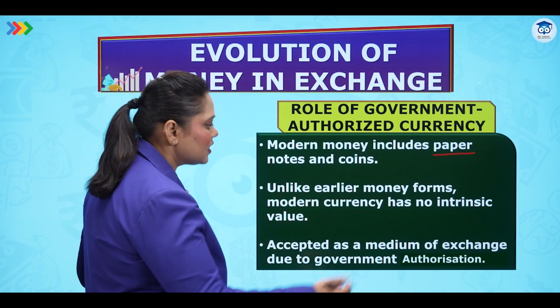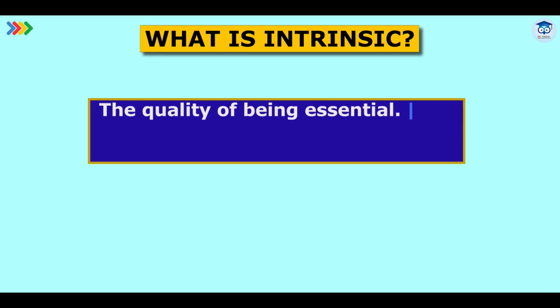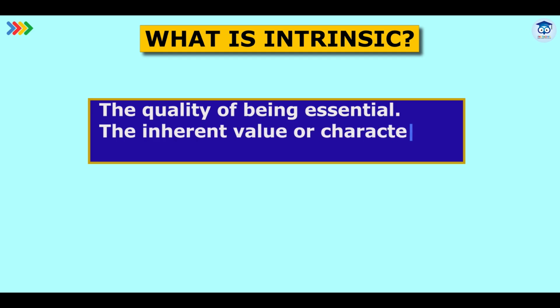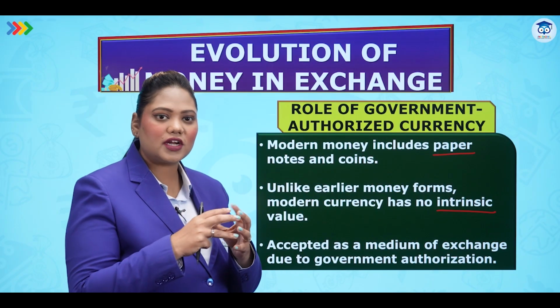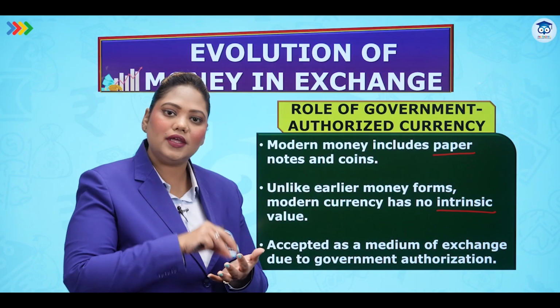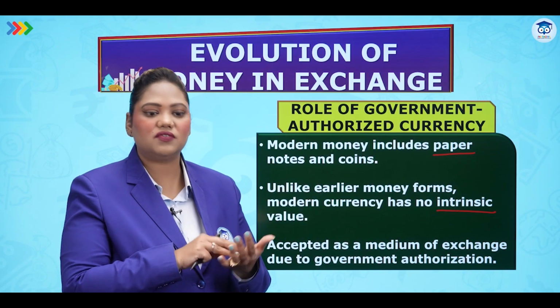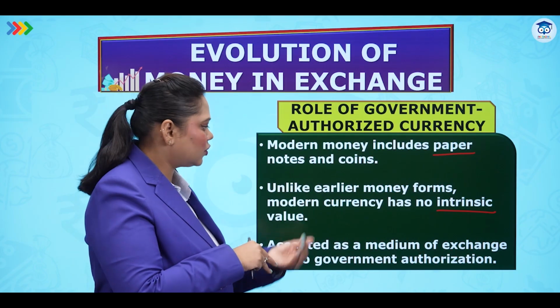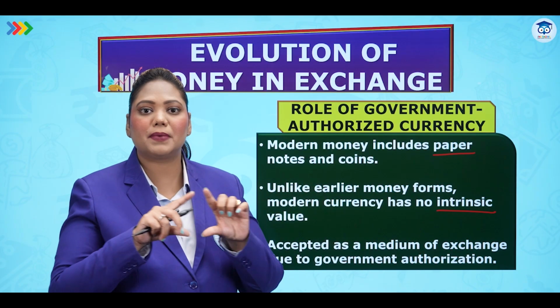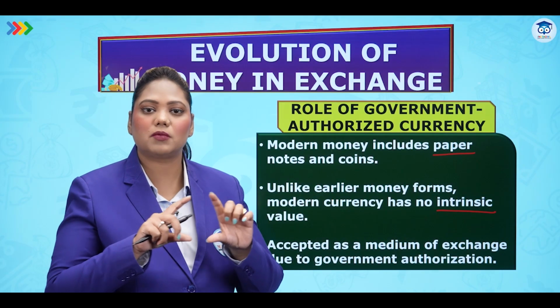What does intrinsic mean? The quality of being essential, the inherent value or characteristic of an object or a coin. Like, first, I'll tell you an example. We used to get gold coins. So the gold coin itself was very expensive, even if it was only for 10 rupees or 20 rupees or 10 paisa or 20 paisa. Like that, today's money is just a paper note which has some kind of amount printed on it.